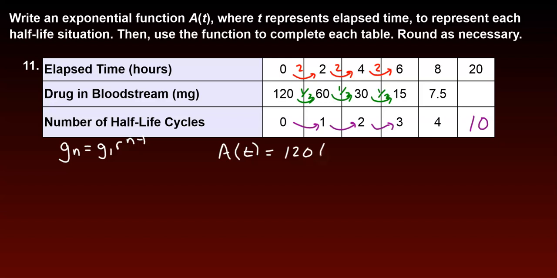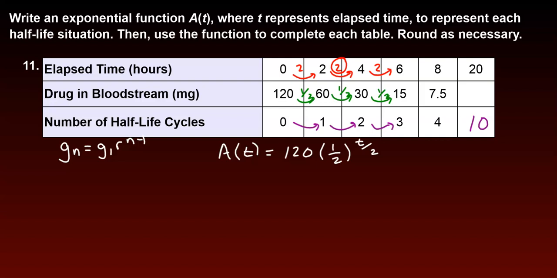The pattern is that we're taking half, but instead of using the n minus 1 like we had in the equation, we're going to be using t, and we're going to take t divided by how long it takes to get a half, how long it takes for the substance to be half. So in this case, we're talking about the 2, so we're going to divide it by 2. And so that is how we write our function.